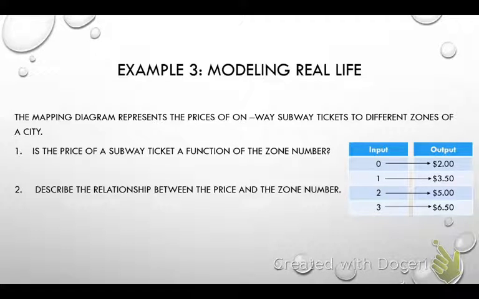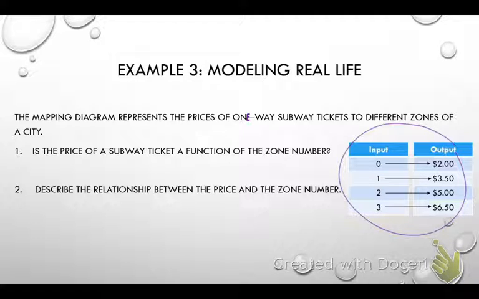All right, I do have a small typo that I keep forgetting to correct. That should say one way. All right, so the mapping diagram, which you do need to draw. You don't have to write out all the sentences in the scenario that I'm giving you, but I need you to write this mapping diagram on your notes. Okay, it shows the prices of one-way subway tickets to different zones of a city.